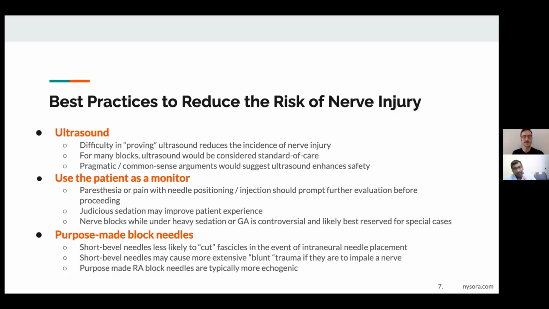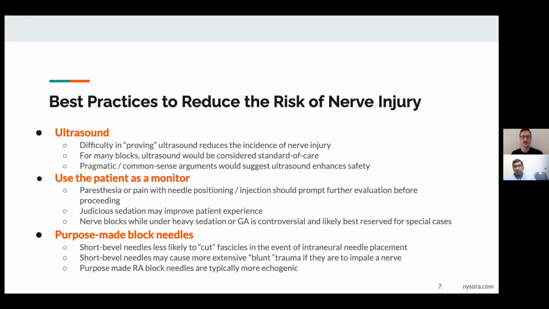We want to use a purpose-made block needle. There's a variety of manufacturers that will market these products. You can experiment with them and see what you like best. But in general terms, a block needle is going to be a short beveled needle, so it's somewhat blunted, in contrast to a long beveled sharp cutting needle. So it's less likely to cut fascicles of nerves in the event that you get the needle intraneurally, more likely to push them aside.